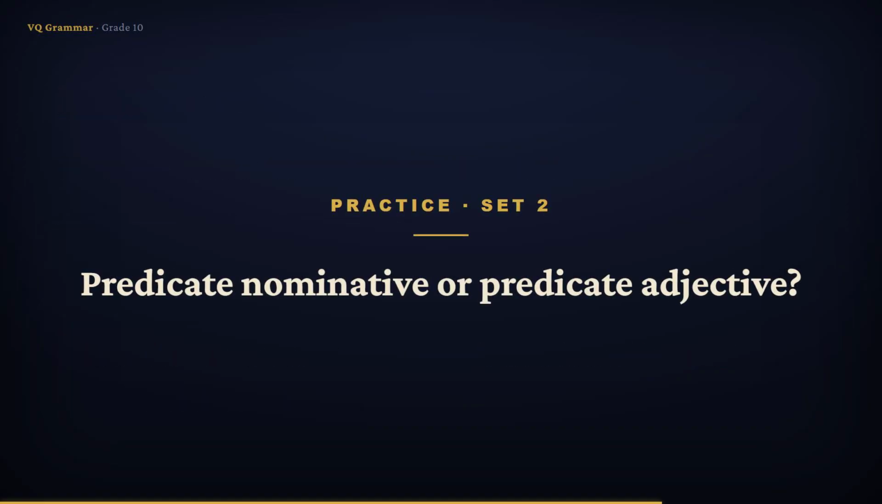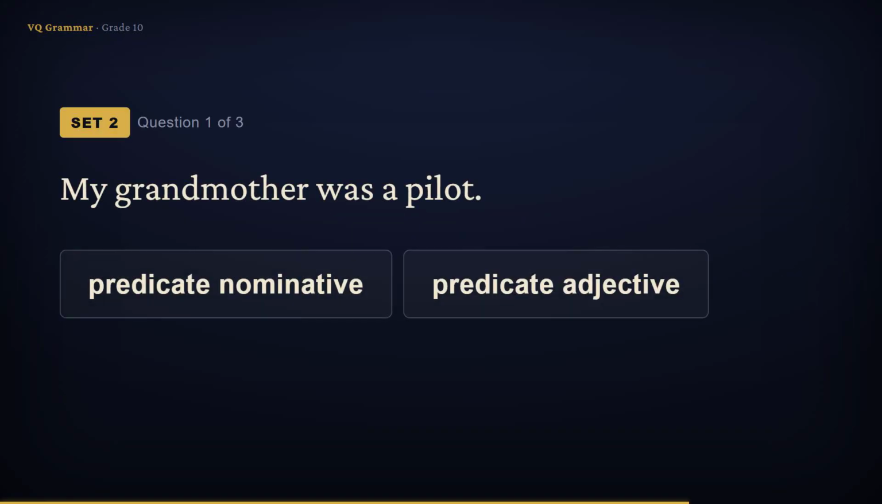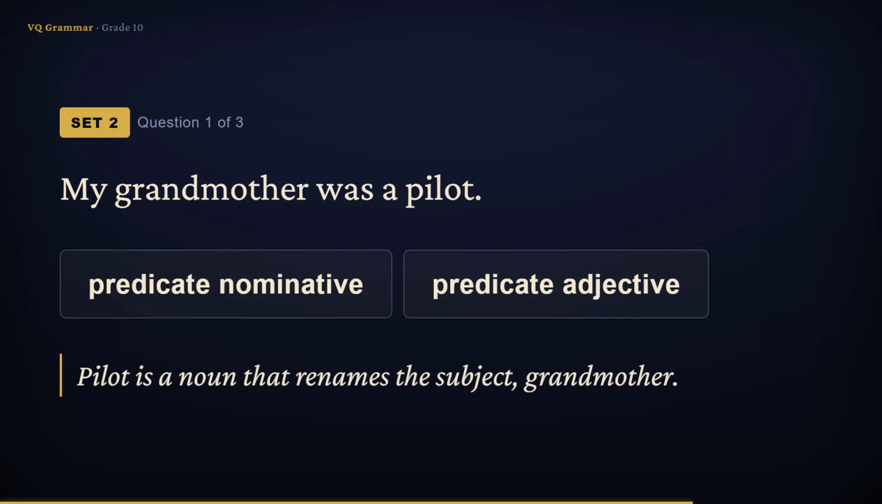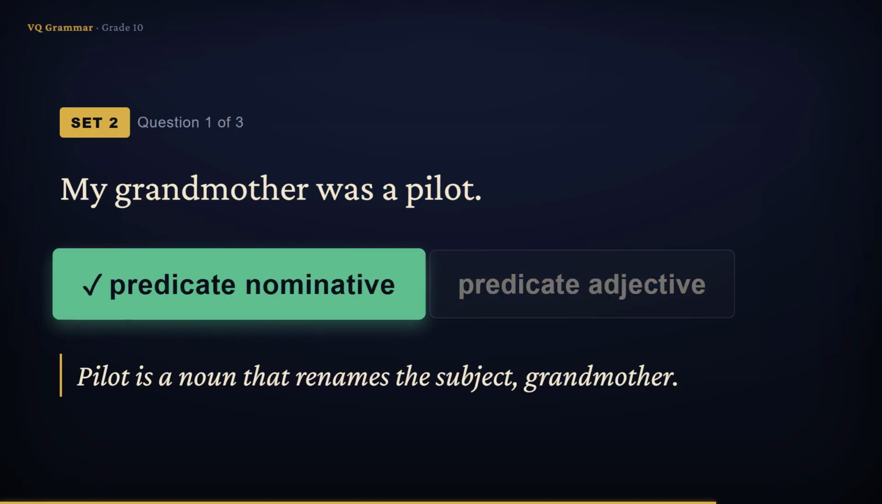Every sentence in this second set has a linking verb, so every complement is a subject complement. Your job is to name which kind: a predicate nominative, which is a noun or pronoun, or a predicate adjective. Pause and try each one before I answer. My grandmother was a pilot. Was is a linking verb, so whatever follows it is a subject complement. Now, what is pilot? It's a noun, and it renames my grandmother. Same person, second name. A noun after a linking verb makes it a predicate nominative.